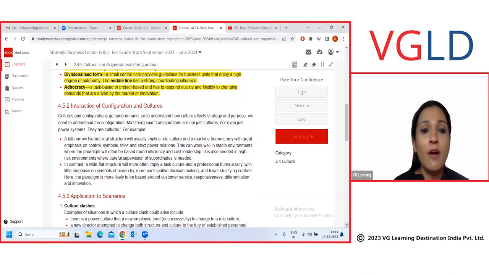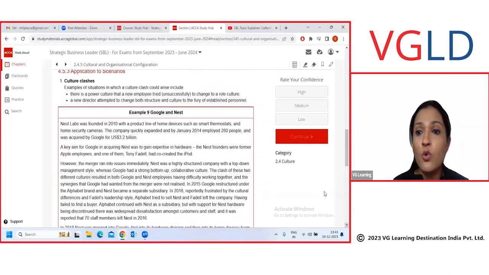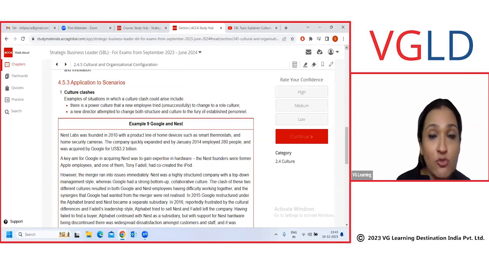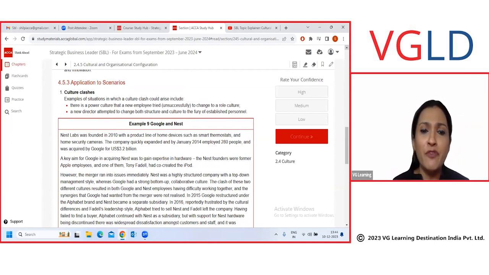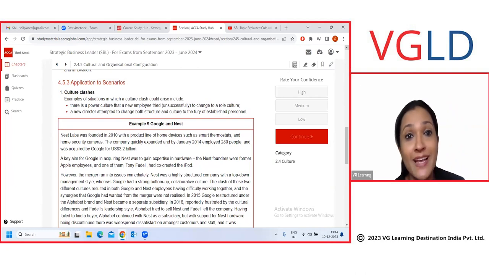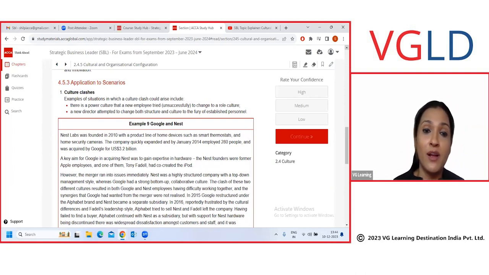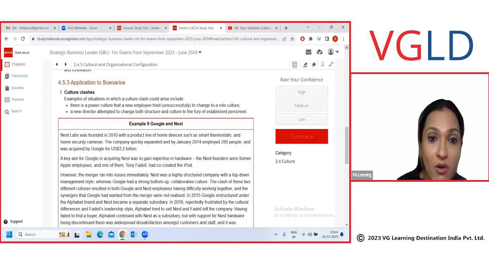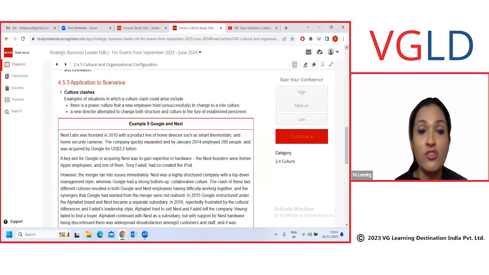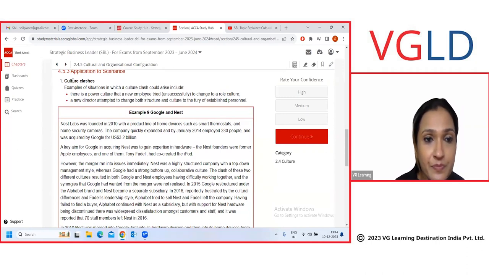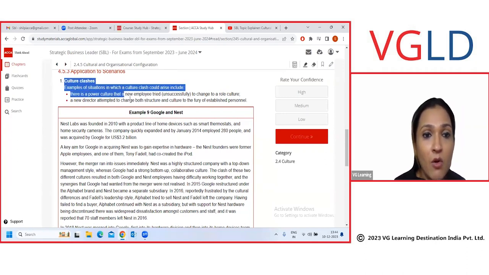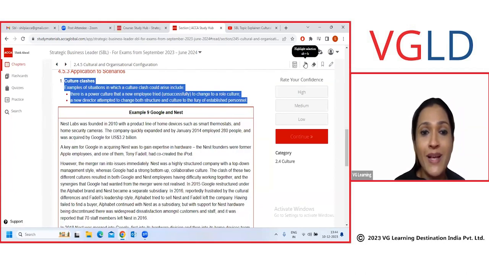Okay, so now let's talk about how we are going to apply these structures and these scenarios to real life scenarios, really. So let's quickly have a look at a few examples which will tell us that every culture is unique, and thus managing the culture within the organization is the hugest task of the HR team or the HR management. Why? Because they have to constantly deal with any sorts of cultural clash. Quickly have a look at this example of Google and Nest, this example of cultural clash. Read through example 9, please.